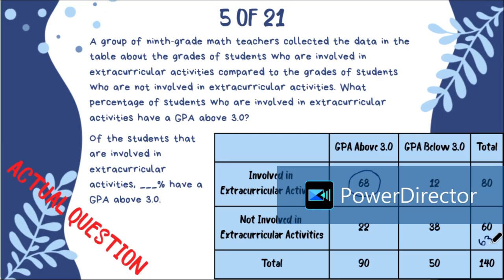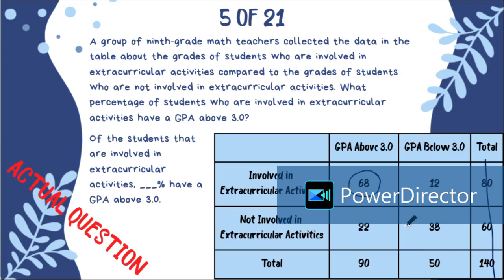Okay? Now to see if we can get our 100% here, I need to do the same thing right here, okay? So we're going to say if they are involved in extracurricular activities, which is 12, and a GPA below 3.0, we're going to divide that by 80, and that gives us 15%. That is not going to give me my 100% total, so I can't do it this way, okay? So I know that I don't want this column. We're going to do it the other direction.